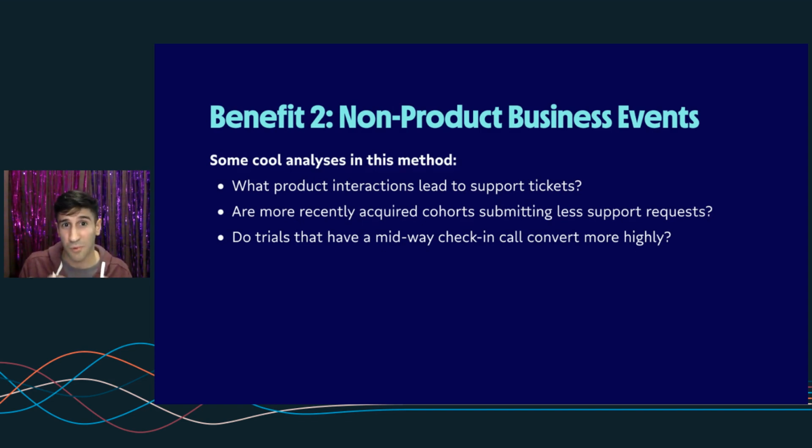One, what product interactions have led to support tickets. You could also look at whether more recently acquired cohorts are submitting fewer support requests, or even things like whether trials that have a midway check-in call convert more highly than the alternative. And I'm curious here, what are some other flow or funnel type questions that you wish you could understand at your business when things cross from the product domain into the non-product and operational domains? I think there's a lot of interesting things that you can unearth by bringing these data sets together.